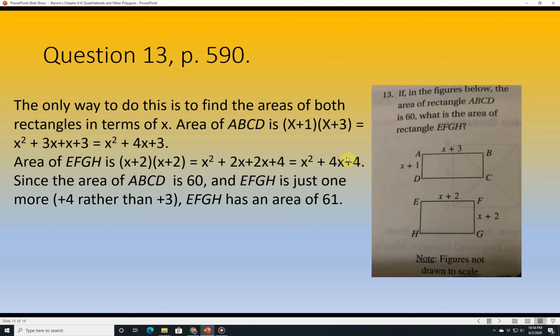So notice that x squared plus 4x plus 4 has to be one more than x squared plus 4x plus 3. So since they tell you the area of ABCD is 60, and EFGH is just one more, it's plus 4 rather than plus 3, EFGH must have an area of 61. Any other way you try to solve this problem will not work. Believe me, I tried. And also note that the figures aren't drawn to scale, so you can't even try to measure it using a little ruler you made from an edge of your answer sheet or something. It's just not going to work.